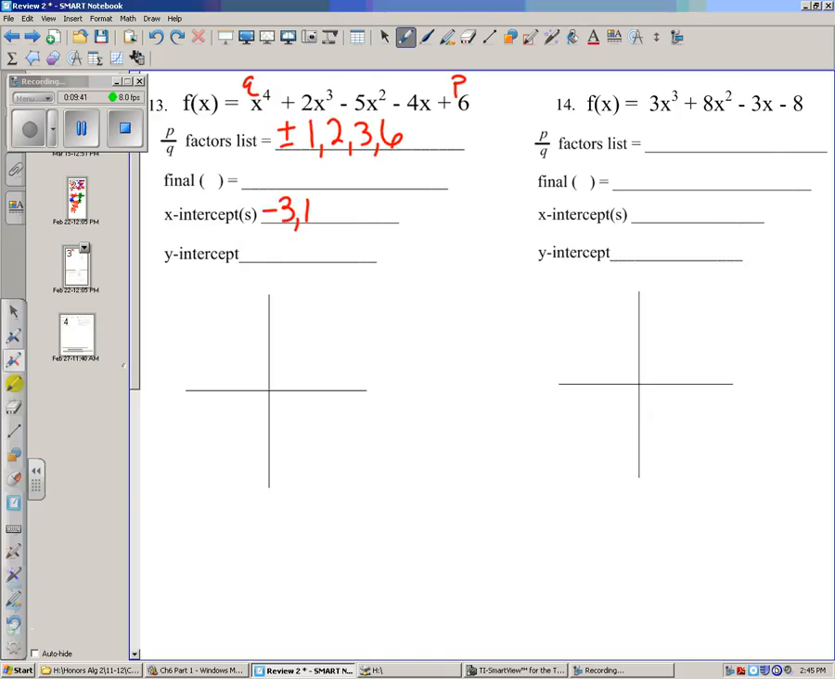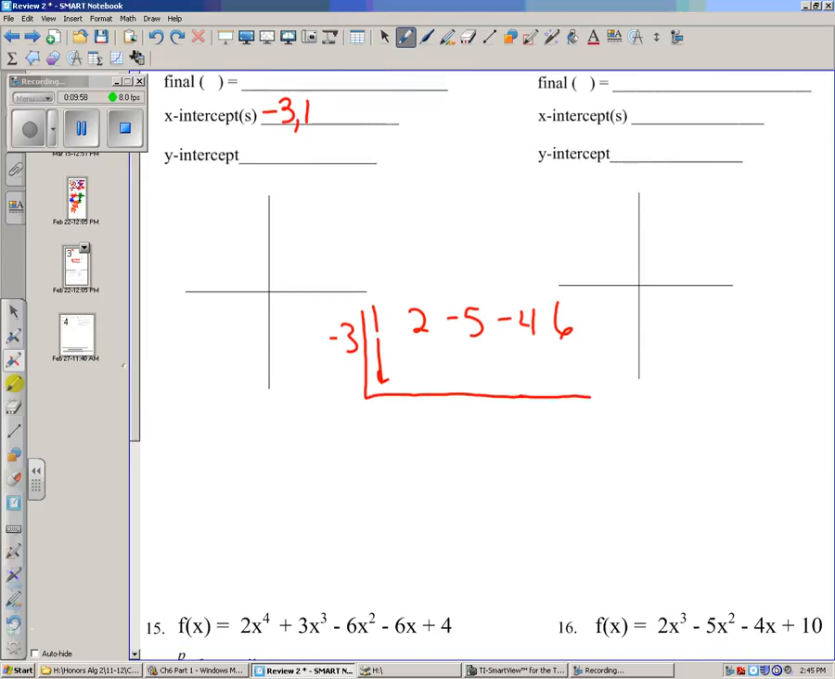And now I'm going to cheat with one of them. So I'll just start with the negative 3. So for the negative 3, I'm going to use 1, 2, negative 5, negative 4, and 6. We should end up with 0, so I'm going to go ahead and run through the synthetic division. And it looks like there might be something factorable here. So I'm going to go ahead and give that a shot.